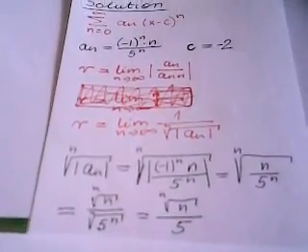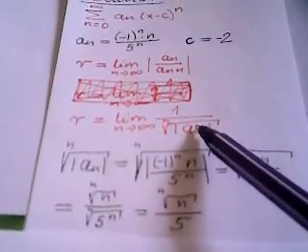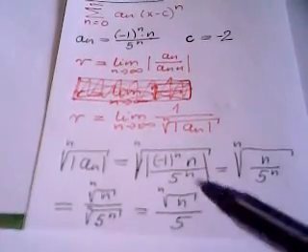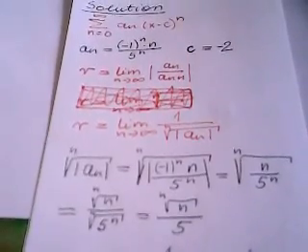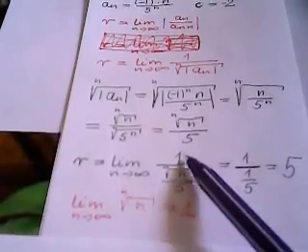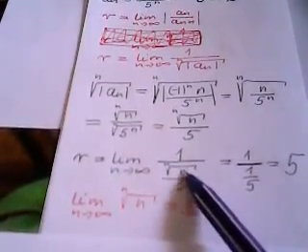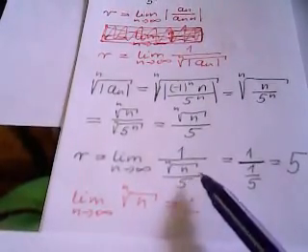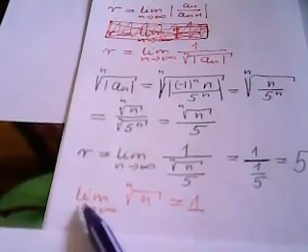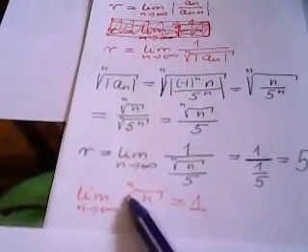We come back to our formula, and in this place we substitute our calculation. We have r equals the limit as n tends to infinity of 1 over the nth root of n over 5. And I write 1 over 1/5 equals 5. But in this place is 1. Why? Because I use this formula: the limit as n tends to infinity of the nth root of n equals 1.